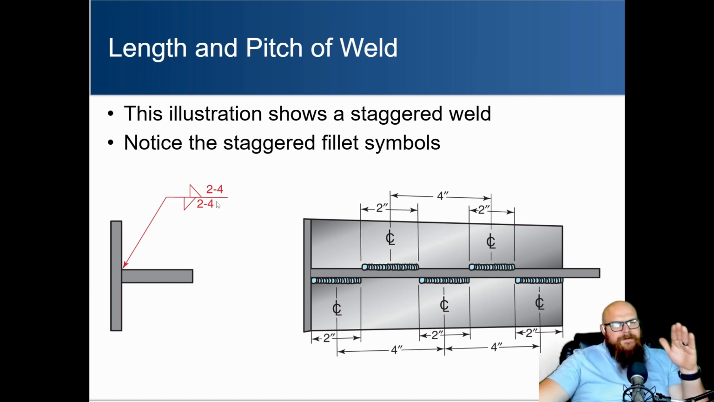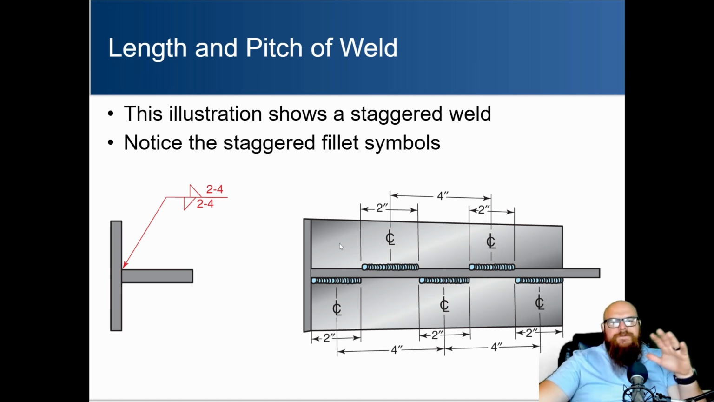We're going to want a 2-inch weld. That's what that 2 is going to indicate. And then it's going to be a 4-inch on center. So 4 inches from center of one weld to the center of the other weld. That's going to give us a 2-inch gap in between because there's an inch of weld here, an inch of weld there. And so 2 inches minus 4 is going to give you that 2-inch gap that we have in there.